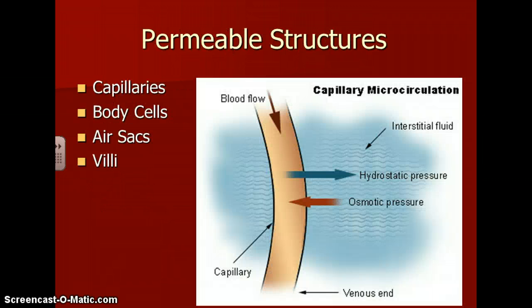In your body, there are lots of permeable structures that allow for diffusion and osmosis to occur. We have capillaries, body cells, air sacs, and villi. And we'll look at this diagram a lot more closely in class and talk about how osmosis and diffusion can occur through these permeable structures.